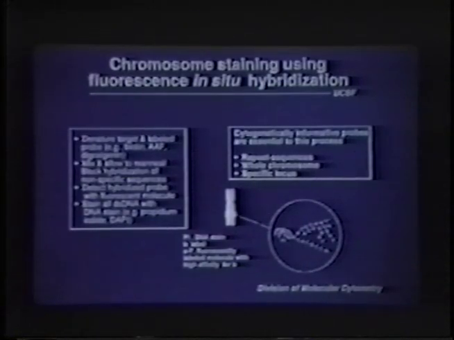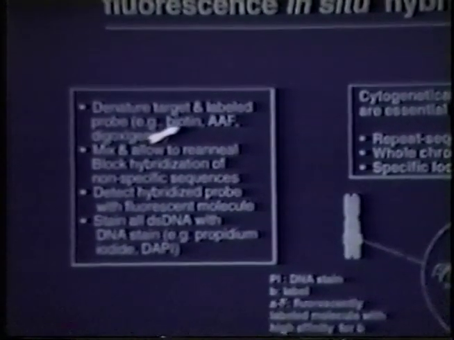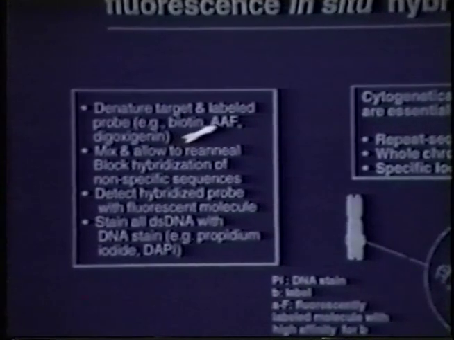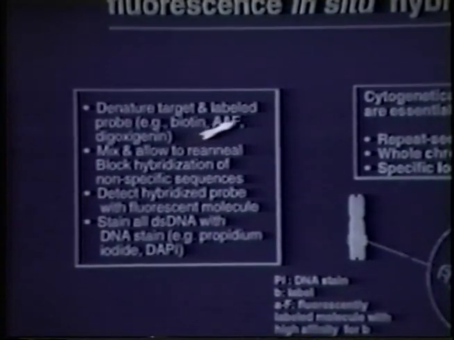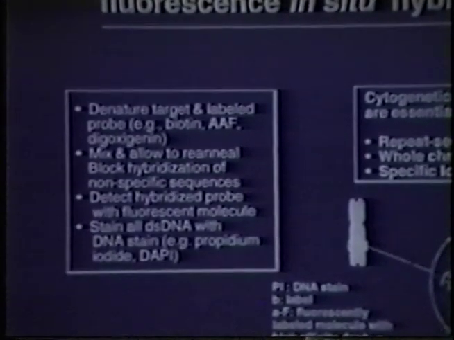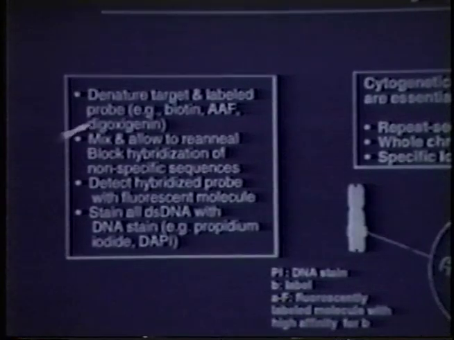Now, there are a variety of ways of labeling the probe so that you can render it visible in a light microscope later. It might be biotinylated, might be treated with the carcinogen acetylaminofluorene, labeled with digoxigenin, and more recently it's possible to hang fluorescent molecules directly on the DNA probe. In any case, once you've got the probe labeled, then you can subsequently detect that with a fluorescent reagent.